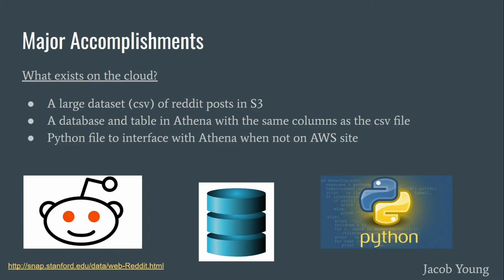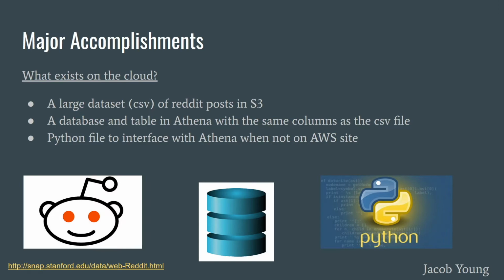All right, so this is Jacob Young talking about our major accomplishments now. The first thing we're going to answer here is what exists on the cloud exactly? Well, in S3, we have a large data set of our CSV file of the Reddit posts. Like was mentioned earlier, it is 132,000 rows, and as you'll see briefly, there are 13 columns. So multiply those two together. It's a lot of data that has to be parsed by someone. But Amazon Athena does it really quickly. It's nice that way. In Athena itself, there's a database and a table with the same columns as that CSV file.